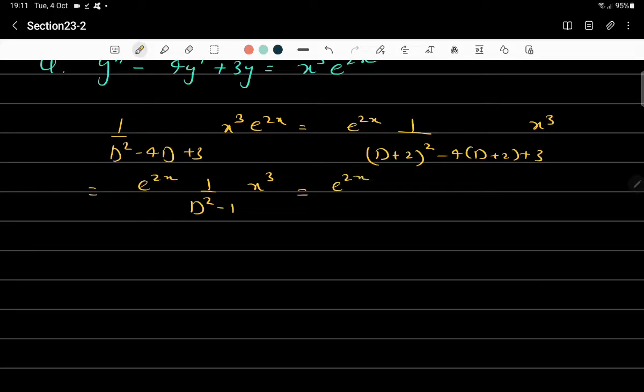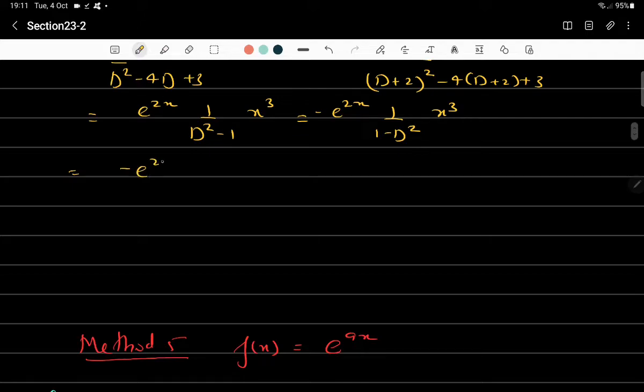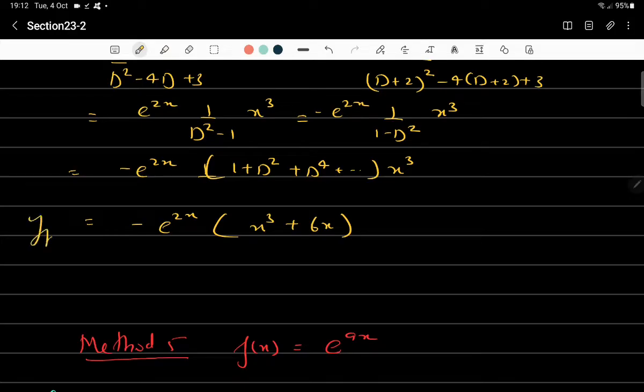So I will write it as e raised to the power 2x and minus 1 by 1 minus d square, on x cube. So it becomes minus e raised to the power 2x and 1 plus d square plus d raised to the power 4 and so on. So I don't need the terms d raised to the power 4 and the remaining terms, only 1 plus d square would work. So this becomes x cube, and d square means 2 times differentiation of x cube, which is 6x, which is the required particular solution. So again you can observe that it's very quick to use.